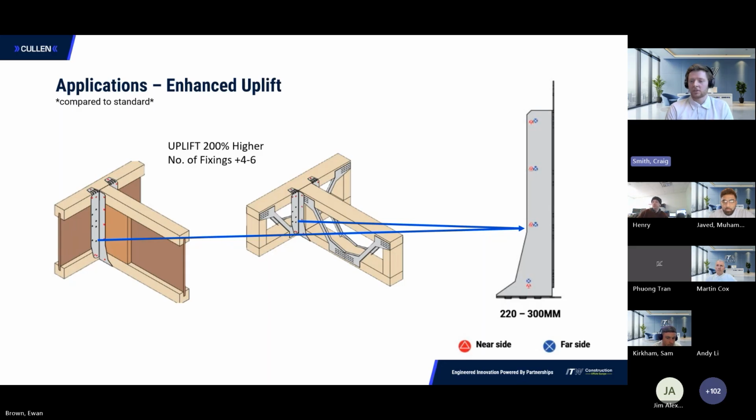The uplift resistance improves by up to 200%, and we can combine this with the enhanced downward load installations for maximum connection strength. So we get the most benefit out of the UH by doing this.